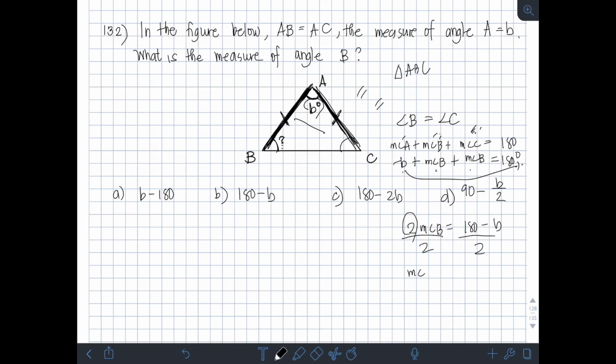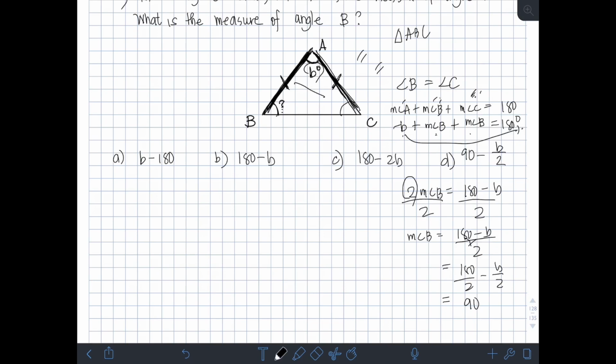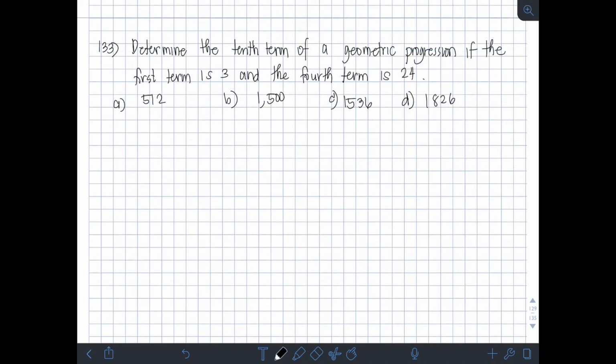So, masasolve na natin yung measure ni angle B as (180 minus b) over 2. Now, pwede nating i-distribute yung 2. So, 180 over 2 minus b over 2. Now, 180 over 2 is 90 minus b over 2. So, therefore, ito yung measure ni angle B, yung unknown. So, the answer is 90 minus b over 2. Letter D. Okay?